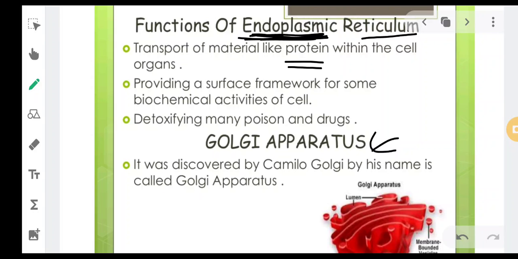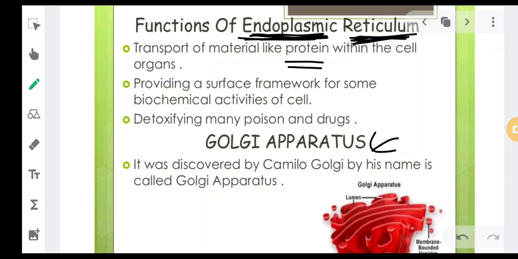This endoplasmic reticulum is very essential for helping activities inside the cell. Any activities the cell needs to do are generally seen or taken care of by the endoplasmic reticulum. It generally helps the functioning of the cell. Okay, so next thing is detoxifying many poisons and drugs.